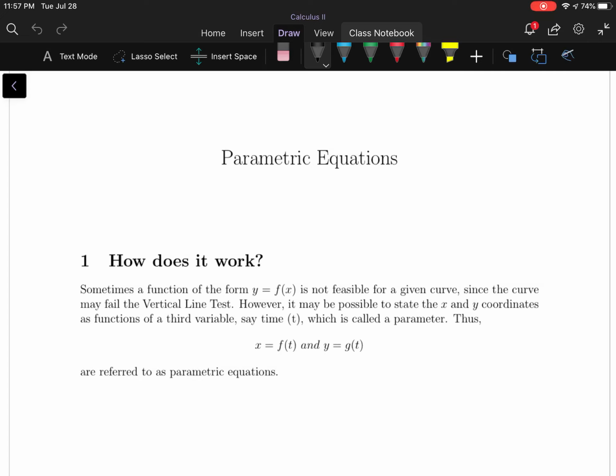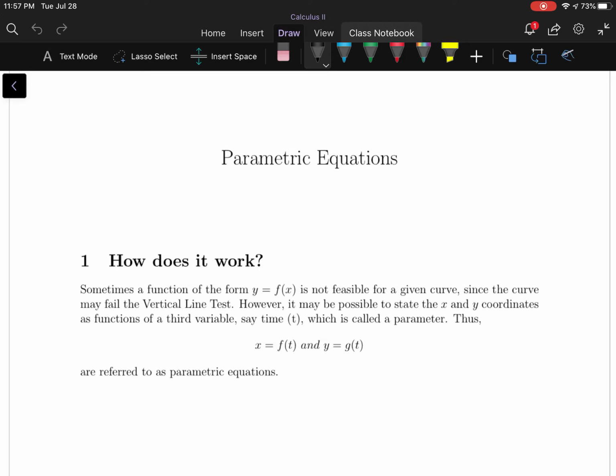This next topic will be dealing with parametric equations. Up until this point, you most likely have been dealing with functions of the form y equals f of x, but sometimes it may not be feasible to describe a function in that form because it fails the vertical line test. So you may have come across that hopefully in a previous class, maybe pre-calc or somewhere along there.